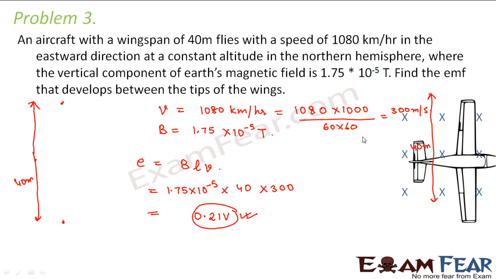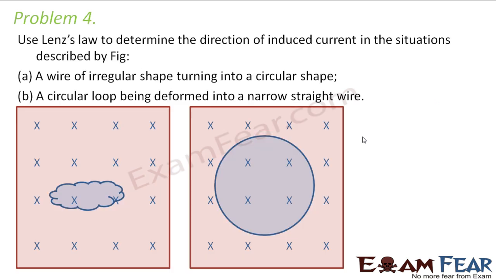If it is a rectangular loop, that loop will not have any induced current when it moves inside the magnetic field. It will have an induced current only when it is entering the magnetic field and when it is leaving the magnetic field, right? So let us go ahead and look at the next problem.